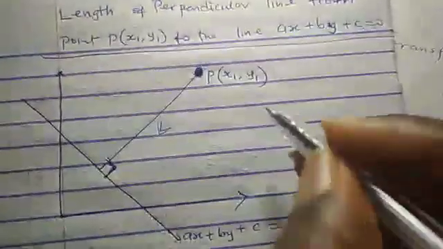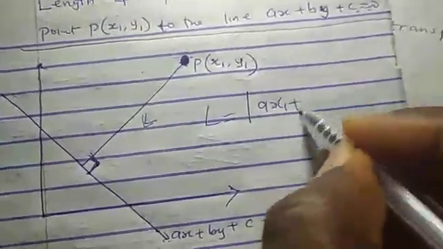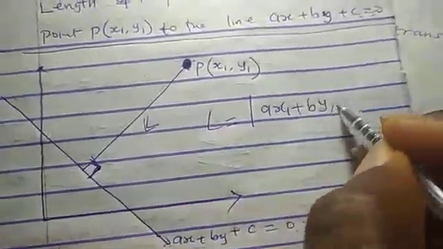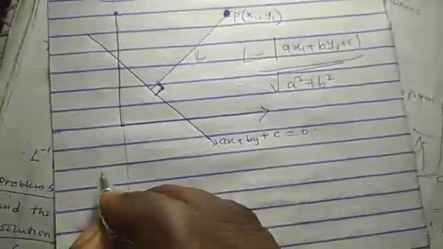So the formula is simply given as ax1 plus by1 plus c over square root of a squared plus b squared. So the proof is inside the textbook. Now let's take example on this. Example.